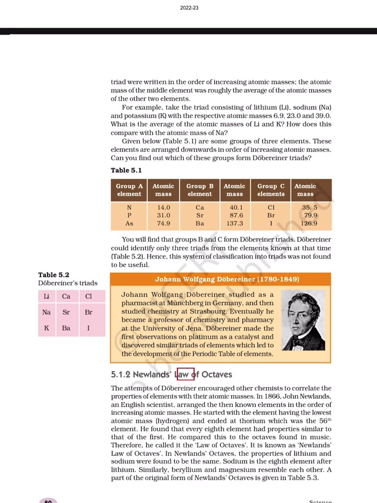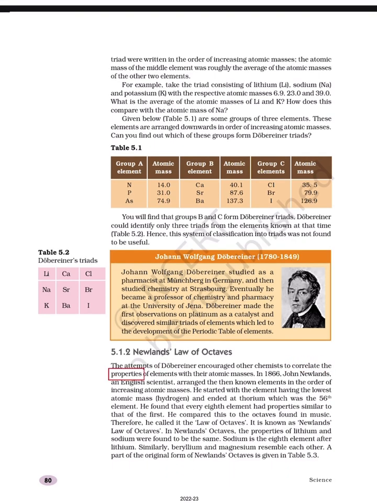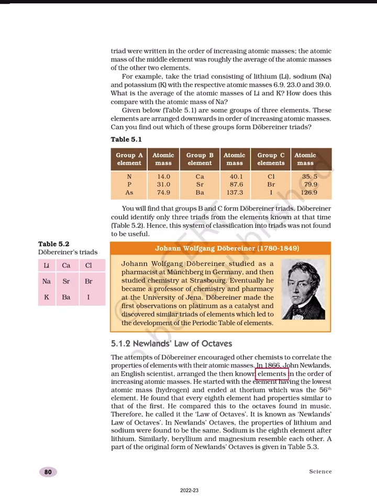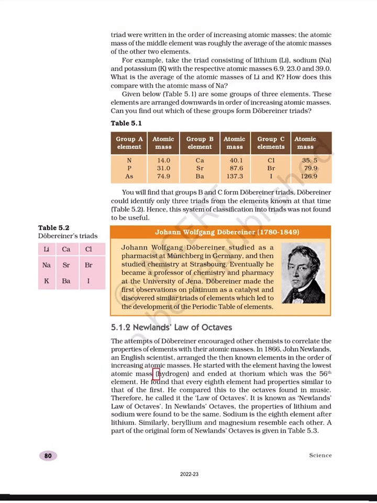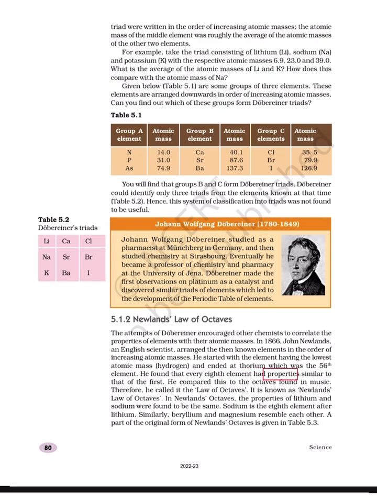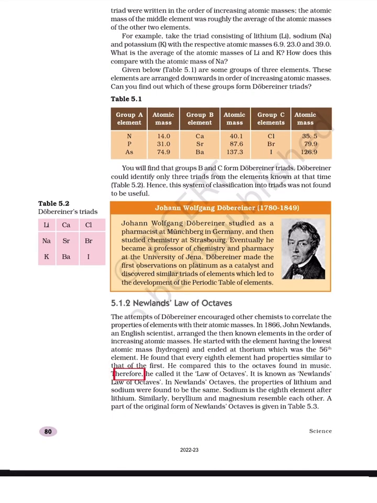5.1.2 Newlands' law of octaves. The attempts of Dobereiner encouraged other chemists to correlate the properties of elements with their atomic masses. In 1866, John Newlands, an English scientist, arranged the then known elements in the order of increasing atomic masses. He started with the element having the lowest atomic mass, hydrogen, and ended at thorium, which was the 56th element. He found that every 8th element had properties similar to that of the first. He compared this to the octaves found in music. Therefore, he called it the law of octaves. It is known as Newlands' law of octaves.